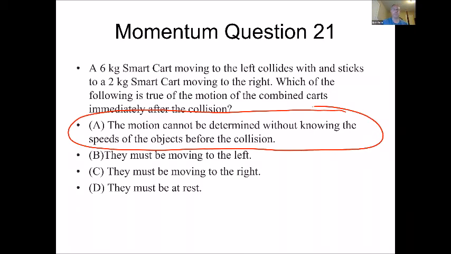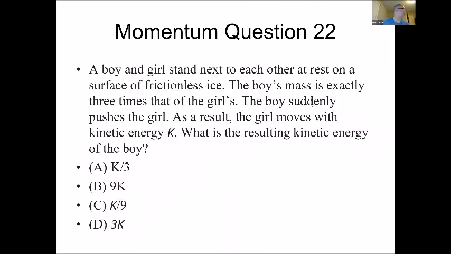All right, so let's look at 22. A boy and girl stand next to each other at rest on a surface of frictionless ice. So they're starting off with an initial momentum of 0. The boy's mass is exactly 3 times that of the girl's. The boy suddenly pushes the girl. As a result, the girl moves with kinetic energy K. What is the resulting kinetic energy of the boy?